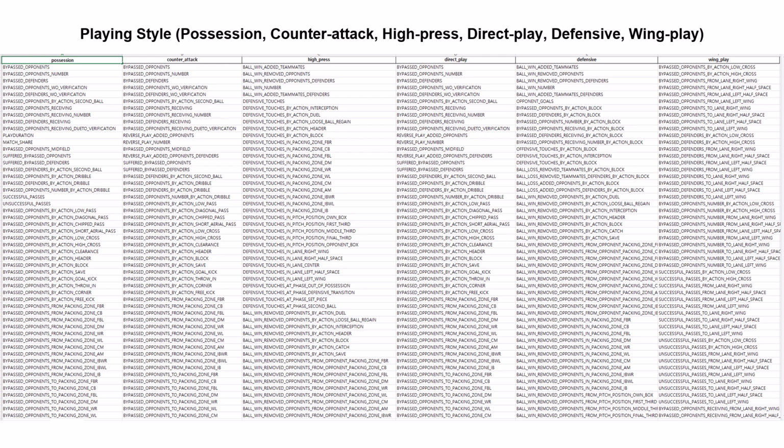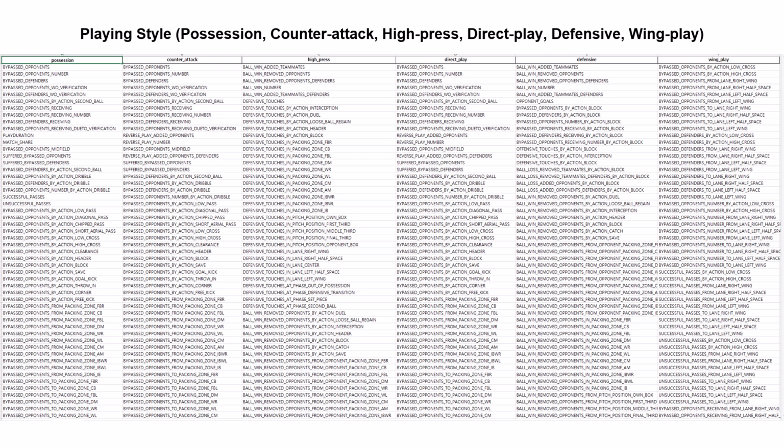For example, the possession style includes variables related to controlled ball progression, short passing, while counterattack focuses more on quick transitions and bypassing defenders in fewer passes. And high press emphasizes defensive actions in advanced zones, like interceptions and ball wins in the final third.